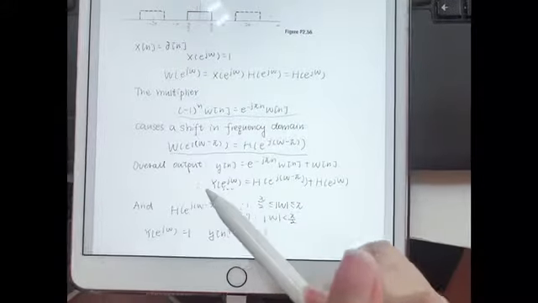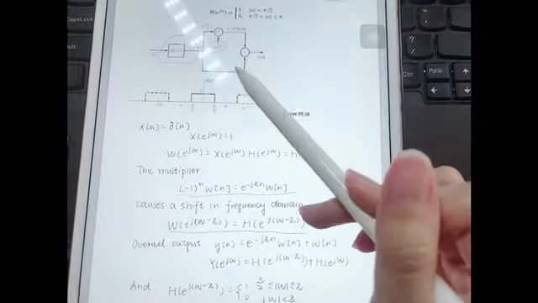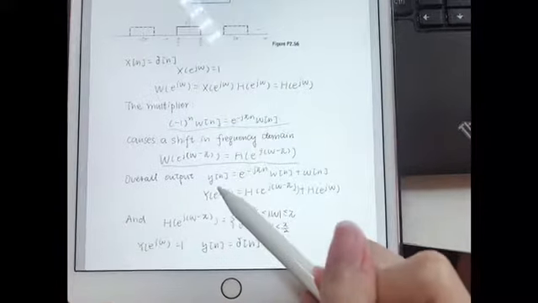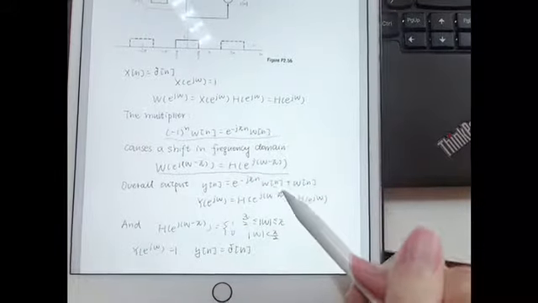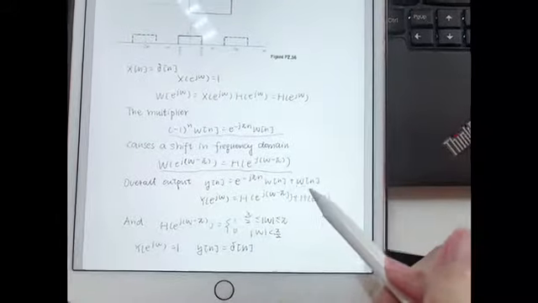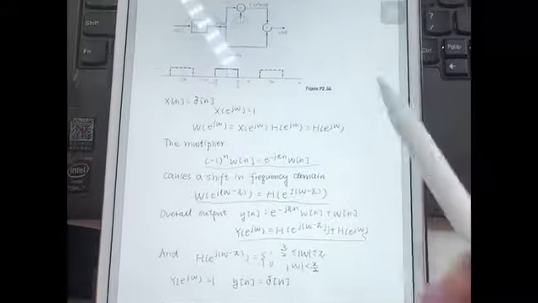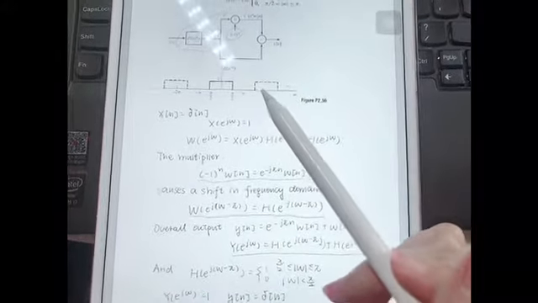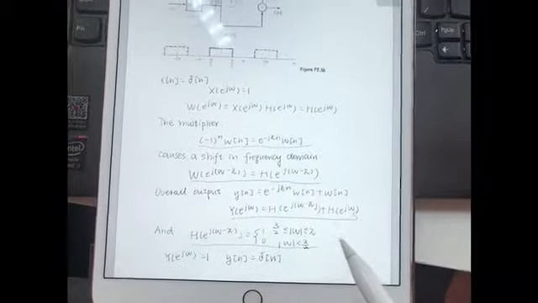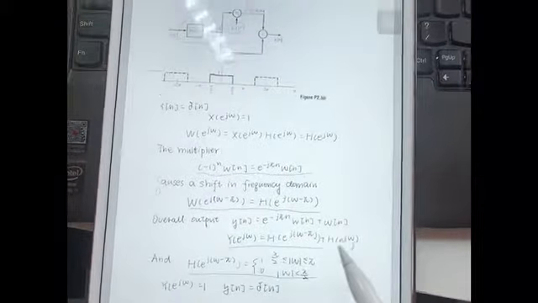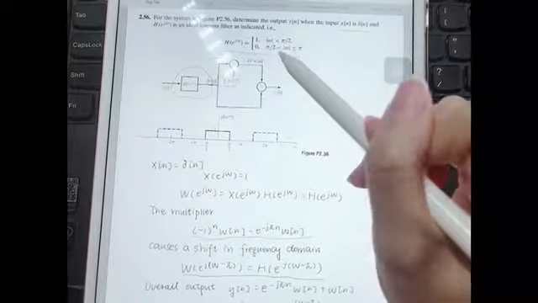The overall output of the system will be the upper side plus the lower side. So it will be y[n] equals e^(jπn) multiplied by w[n] plus w[n], and in the frequency domain it will equal this. Now we have a look at this function H(e^j(ω-π)), and this means a shifting in the frequency domain. So the expression is firstly as this.